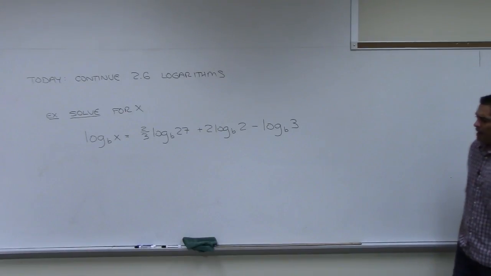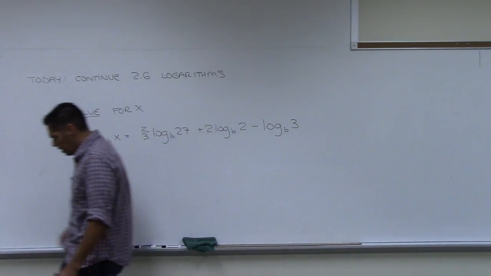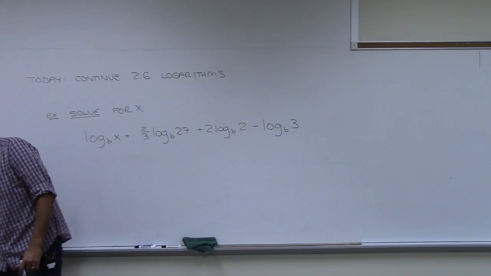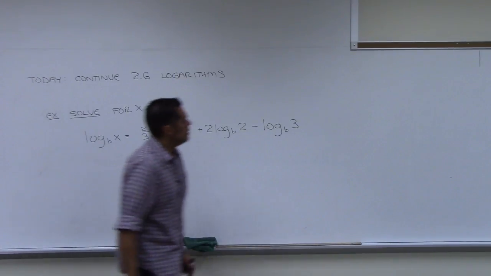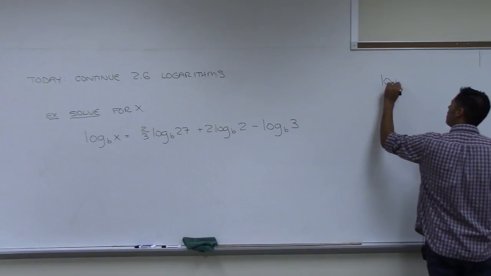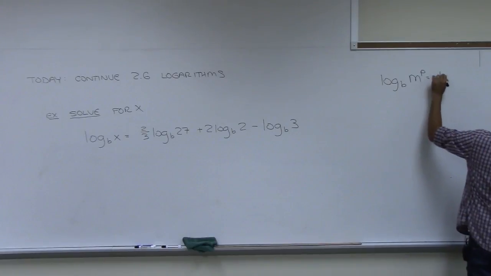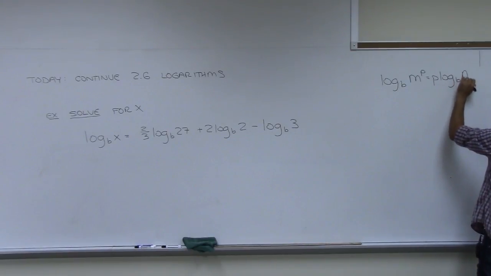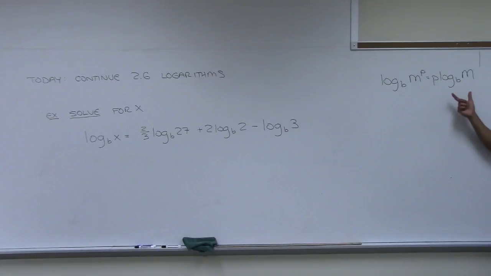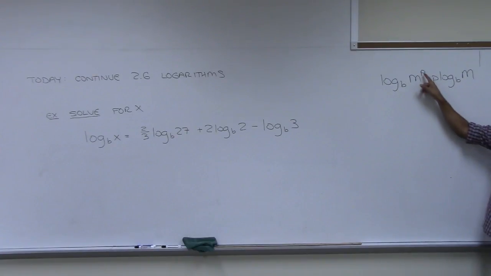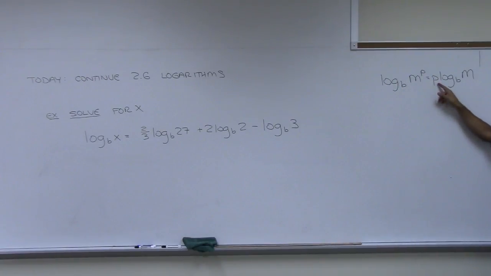One of the properties that we had from last class was the 7th one. It was log base b of m raised to the p equals p log base b of m. Okay, that was a property from last class that said that if you had a power on the thing that's being plugged into the log, which we call the argument of the log, if you have a power there, that power can come out in front. That's kind of where we ended the class.